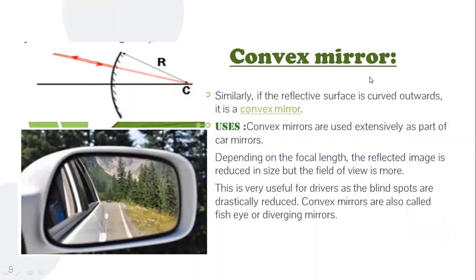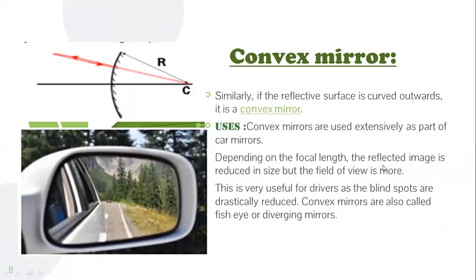Convex mirror. Convex mirrors are the types of mirror whose outer surface is reflecting, and you can find these type of mirror in the back mirror of your car. Similarly, if the reflective surface is curved outward, it is called the convex mirror. Convex mirrors are used extensively as a part of car mirrors.